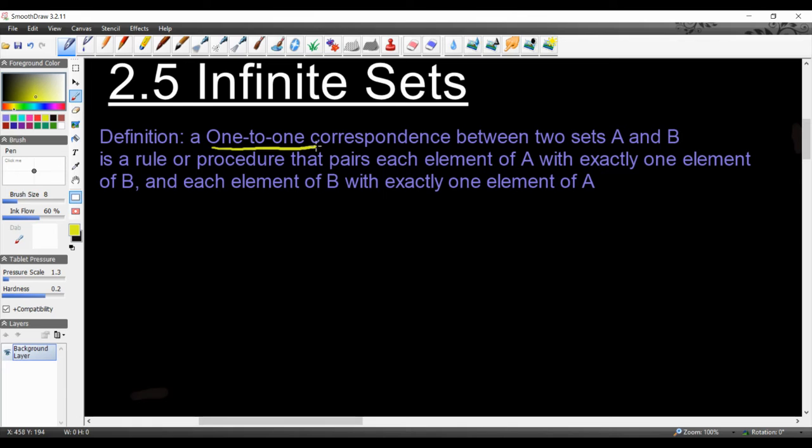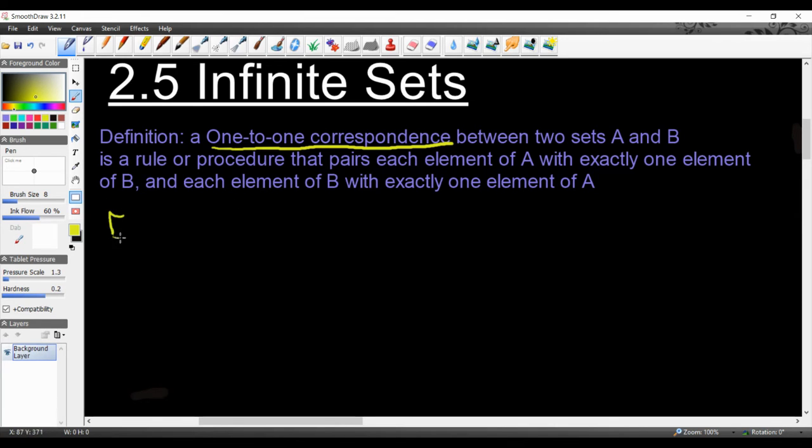So we have kind of seen this in class, maybe in Algebra 2 or so, where you talk about the domain and the range and that a function can only be a function if the x's don't repeat. And so part of that has to do with this one-to-one correspondence. In other words, for every x, there's exactly one y. And it works the same way with sets.